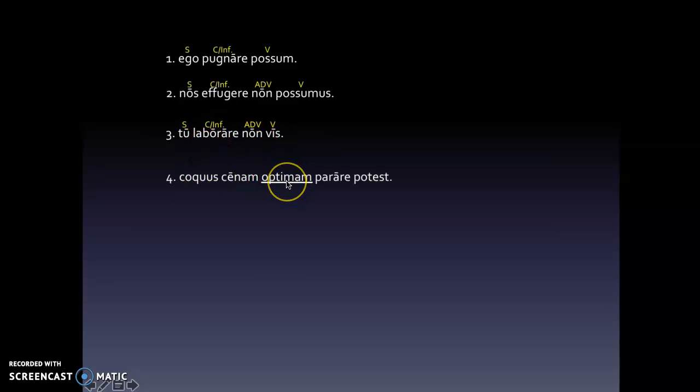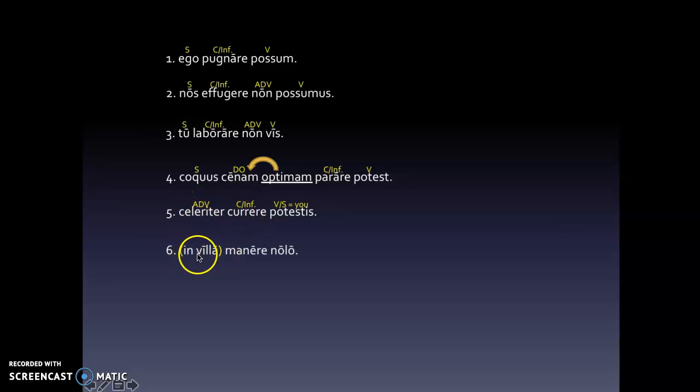Here we have an adjective, optimam. It's modifying cenam because they're both accusative, they're both singular, they're both feminine. Coquus, nominative subject, accusative direct object, complementary infinitive, and verb. The cook is able to prepare the best dinner. Here we have an adverb, a complementary infinitive, and a verb. There's no nominative here telling us what the subject is. However, we can look at the ending here, tis, and know that "you all" is the subject. So you all are able to run quickly.